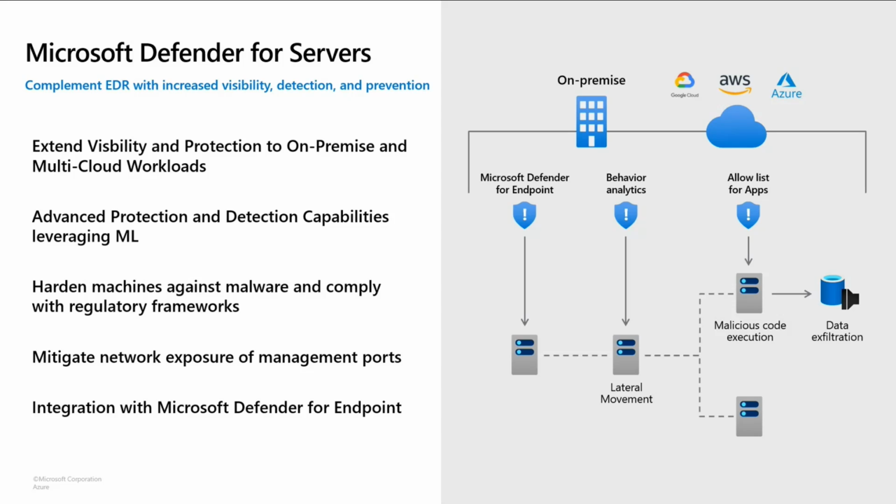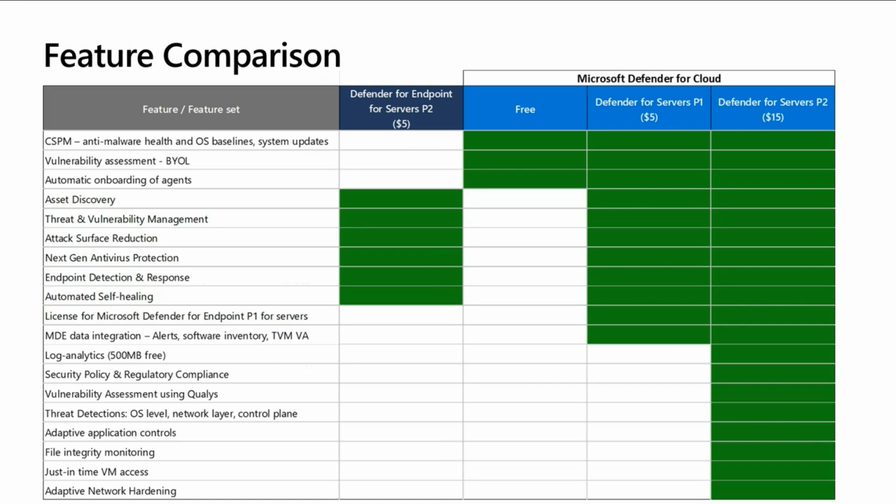Then we have file integrity monitoring, which is like a change management. And file integrity monitoring has some new features that you can take advantage of with the new AMA agent that I'm going to show as well. And then you have adaptive network hardening, which again, I'm a big fan of this one. And there are two levels, P1 and P2. So I want to show you that slide that covers that. Is it here? Yep, there it is.